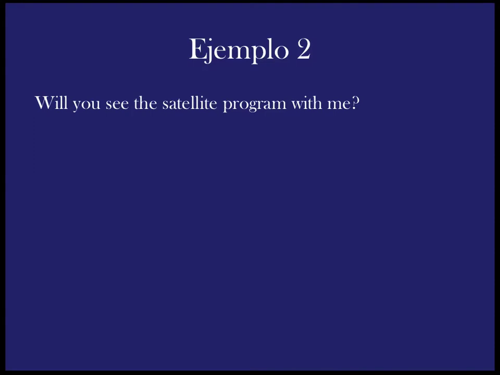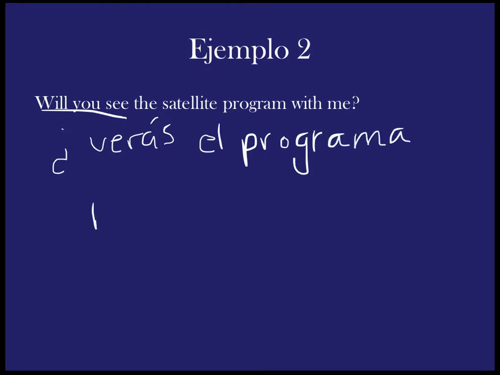Ejemplo 2. Will you see the satellite program with me? I'm obviously throwing futuristic or technology-related vocab at you with this just to be ridiculous. So, will you see the satellite program with me? The will you see is going to be our verb information. So, to see is ver. The you will part is going to come from verás. We can actually continue our sentence from here. Verás el programa por satélite conmigo.